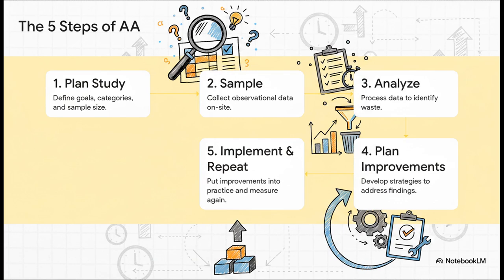First, you plan your study. Then you sample. You actually go collect the data. Third, you analyze that data. You hunt for the root causes of all that wasted and indirect work. Fourth, you plan improvements to fix those problems. And finally, you implement those changes. And then you start the whole cycle over again to see if it worked. It's a perfect loop for getting better and better.